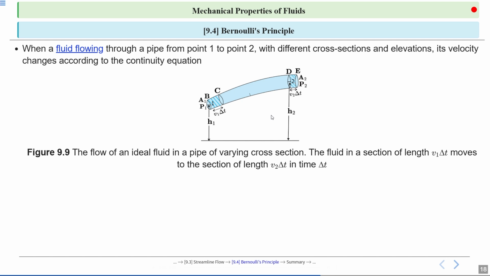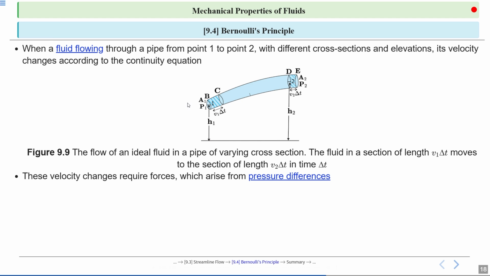So consider a fluid flowing through a pipe from point first to point second with different cross-sectional areas A1 and A2, and elevations h1 and h2. Its velocity changes according to the continuity equation. According to the continuity equation, the velocity of the fluid must change as it moves through these sections. Remember, the continuity equation is A1 V1 equals A2 V2. So these velocity changes require forces which arise from pressure difference.